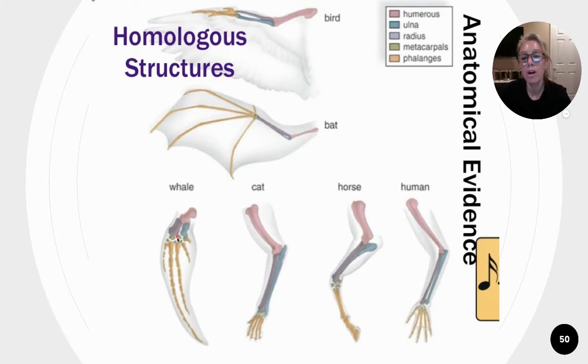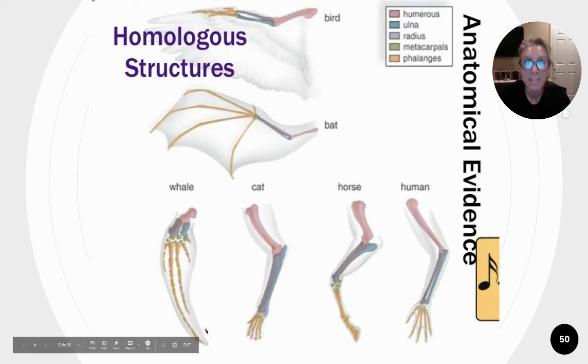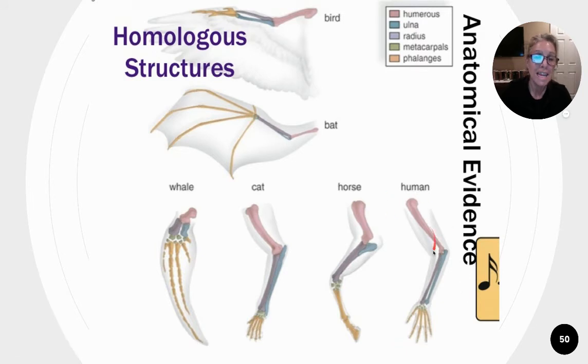Humerus, radius, ulna, carpals, metacarpals, and phalanges. You can see it in a bat. You can see it in a bird, right? Just like a human. So this anatomy is the same, but yet we do very different things with these structures, right? Some are used for flying, some are used for swimming, some are used for walking, some are used for grabbing. But what does it tell us?